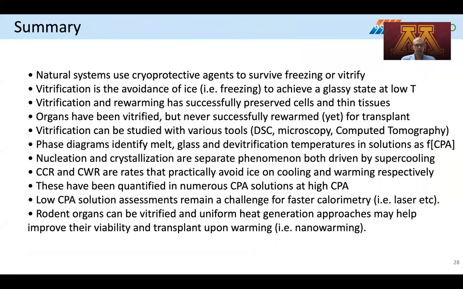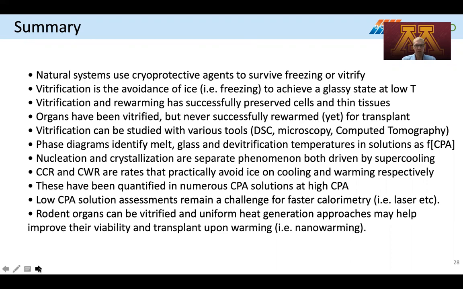So in summary, natural systems use cryoprotective agents to survive freezing or vitrify. I gave you some examples of that with that nature-inspired slide. Vitrification is the avoidance of ice to achieve a glassy state at low temperature. And vitrification and rewarming have been successfully used with cells and thin tissues. Organs have been vitrified, like Greg Fahey and recently us, but never successfully warmed yet for transplant. And we're still working on that too, just to be clear.